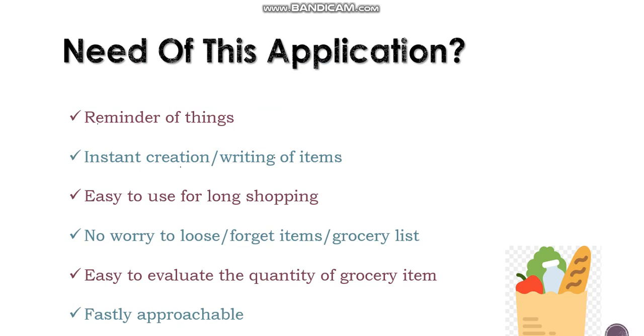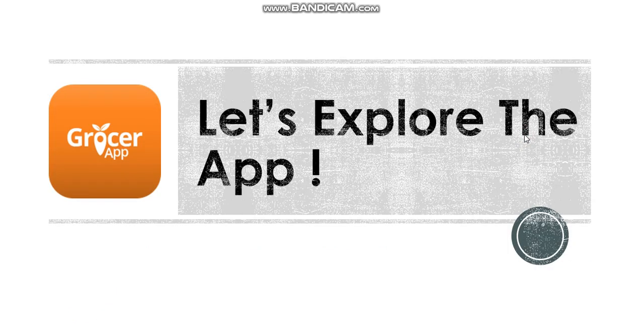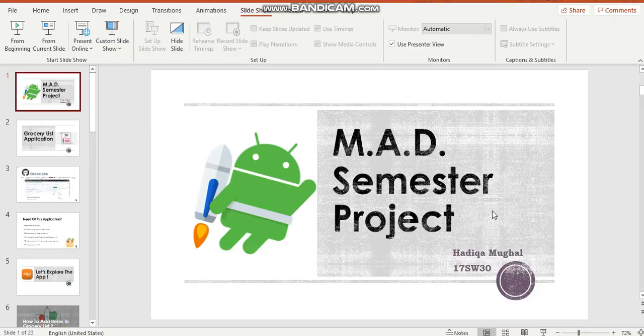So now you don't have to worry about these things because it is made easier. Now you just have to download this application on your mobile and write the name of the item along with its quantity and the date, and you can now easily enjoy your grocery. Whenever something comes to your mind throughout the day, just update it in the list. It is very easy to evaluate the quantity of grocery items, and it is quickly approachable. Now let's explore the application.